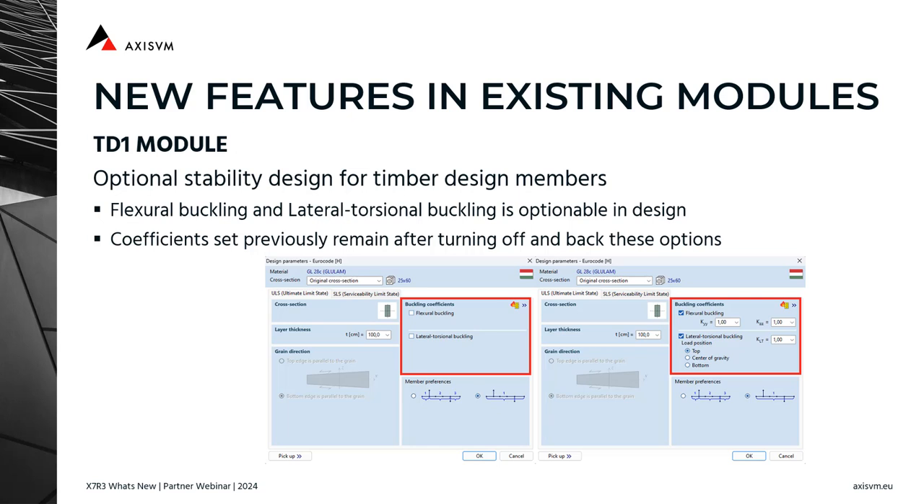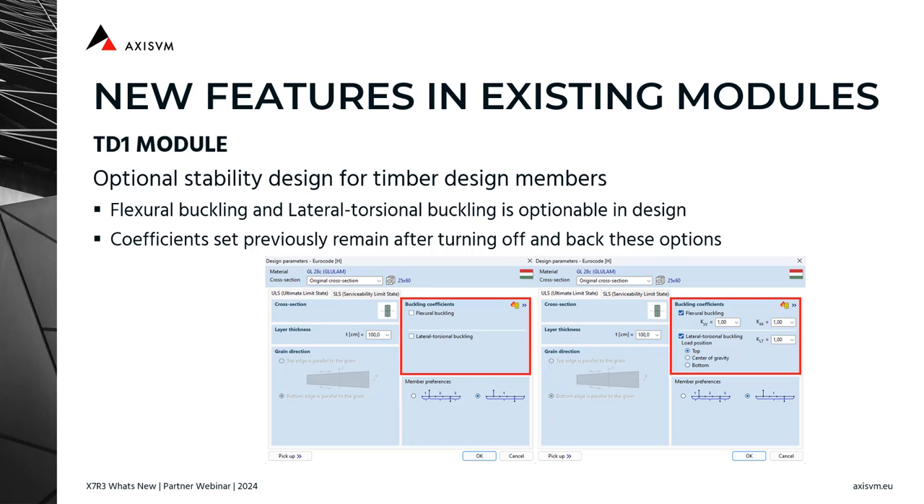Starting with the TD1 module responsible for the design of timber elements, AXISVM X7 R3 will include 3 new features. First is a simple one, with which the choice of executing flexural buckling, lateral torsional buckling, or performing both can be decided for timber design members.